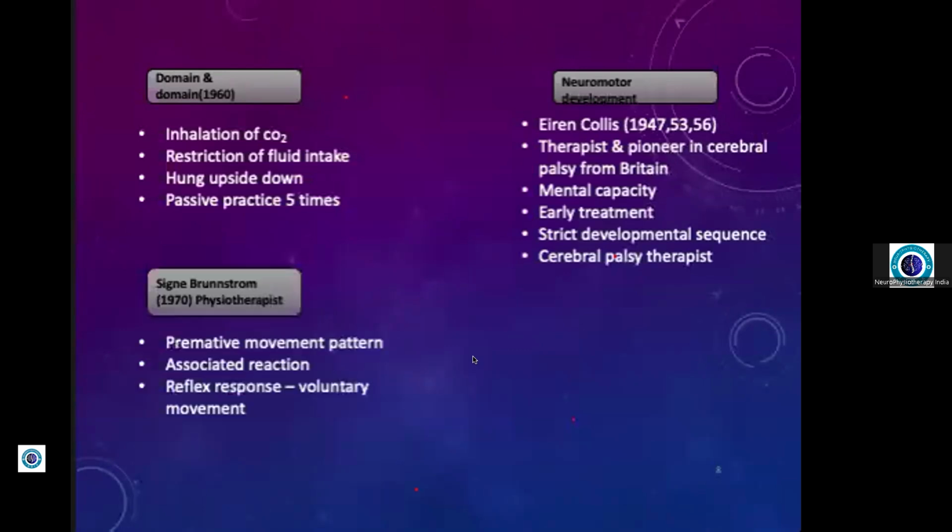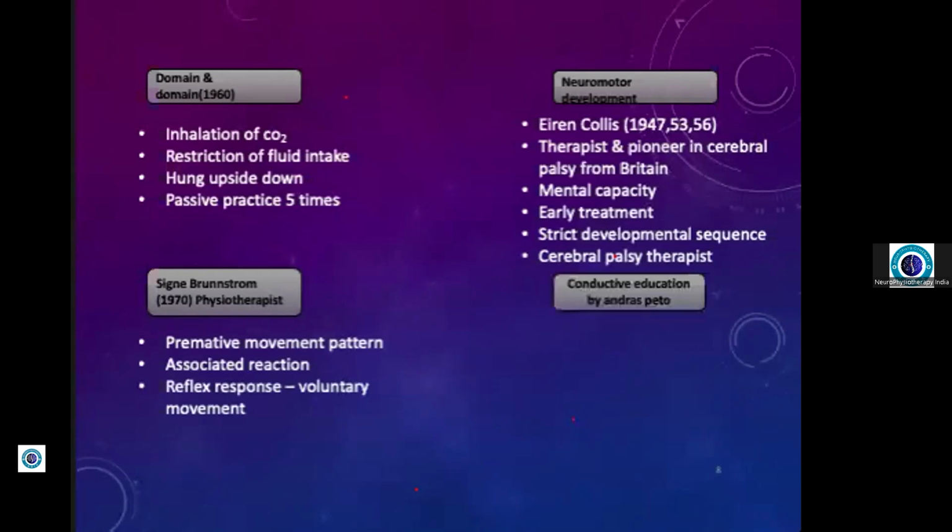And we said that no, no, no, whenever we are going to treat our children, we are going to follow a strict developmental sequence that is proximal to distal. It should develop first, and then the neck, then the trunk, and then the legs. From there, we moved towards the Brunnstrom, and we thought that no, we have to initiate some amount of reflexive response, and that reflexive response will turn into voluntary movements.